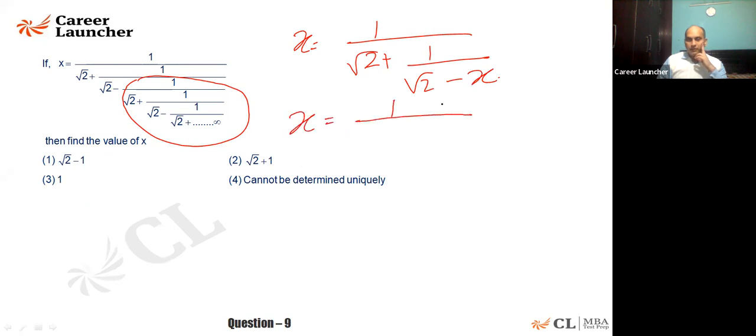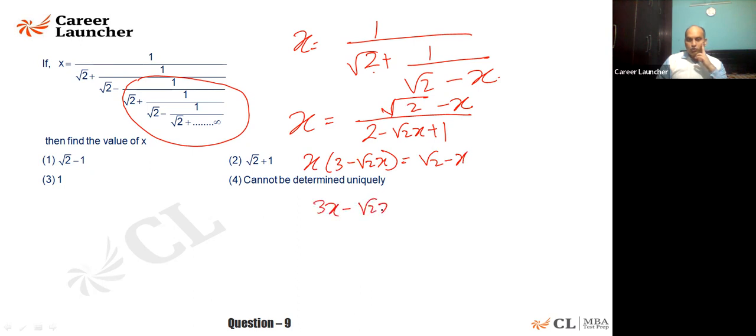What does that mean? That means root 2 into root 2 minus x is 2 minus root 2x plus 1, and that goes in numerator. Cross multiply, I'll say x into 3 minus root 2x is equal to root 2 minus x. 3x minus root 2 x square is equal to root 2 minus x. That means root 2x square goes on that side. Minus 4x plus root 2 is equal to 0.